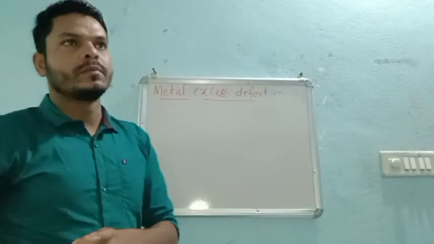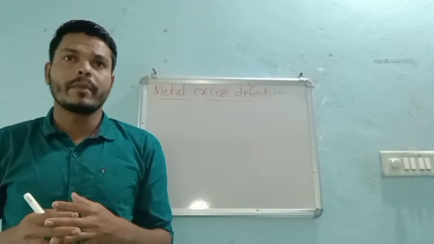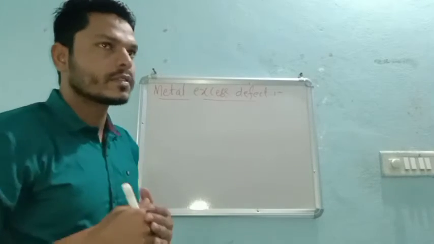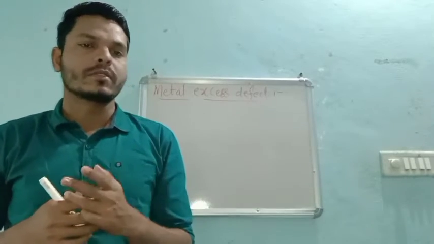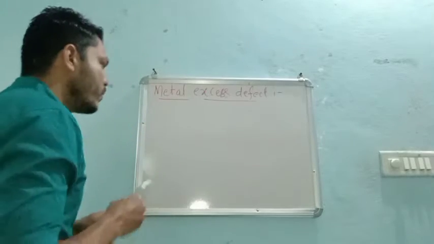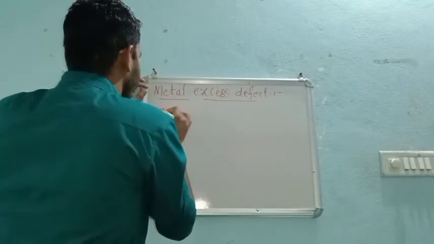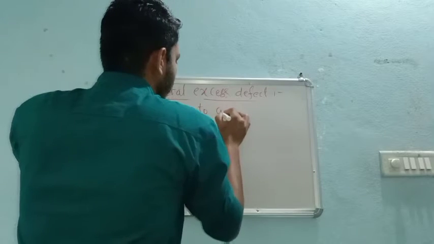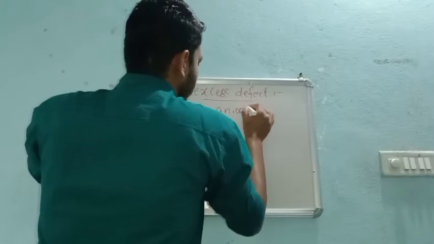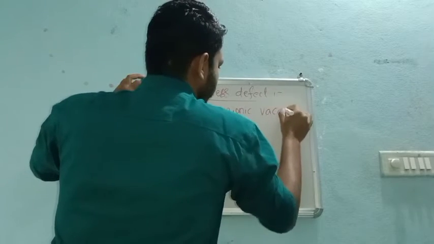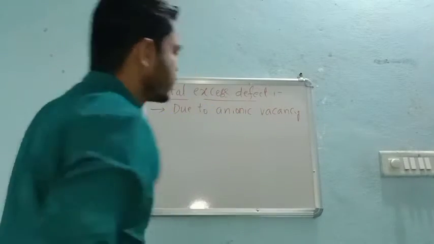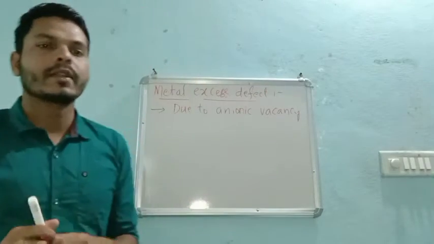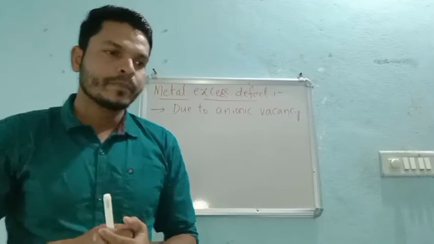This type of defect arises due to two very important reasons. One is due to anionic vacancy. This is the first reason why a metal excess defect arises in any solid.